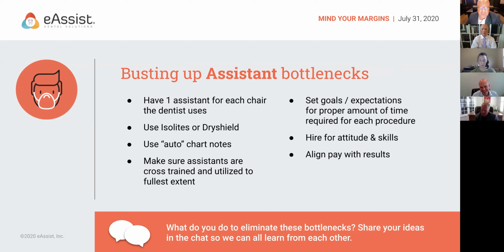I saw one person in chat that mentioned they eliminated the front desk completely. So they get it all done in the back. Yeah. I've seen that too. Finance there. All in the back. Great thought. Let's go to the next one.